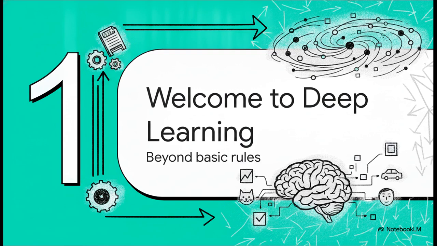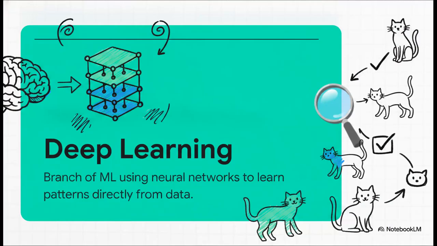Part 1. Welcome to Deep Learning: Beyond Basic Rules. To really appreciate this, remember that traditional computers rely on humans to write rigid, fixed rules. Deep learning totally flips that script. It's an advanced branch of machine learning that uses artificial neural networks to learn complex patterns directly from data. So instead of programmers mathematically defining a cat's ear triangles or whisker lengths, we literally just feed the system massive amounts of data, and it discovers those complex patterns entirely on its own.